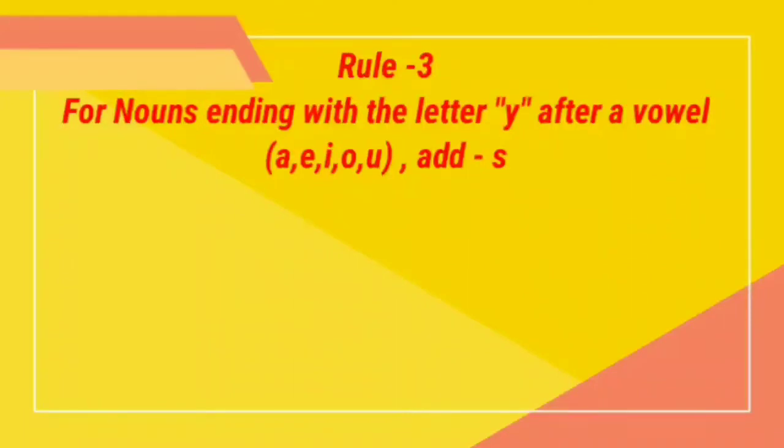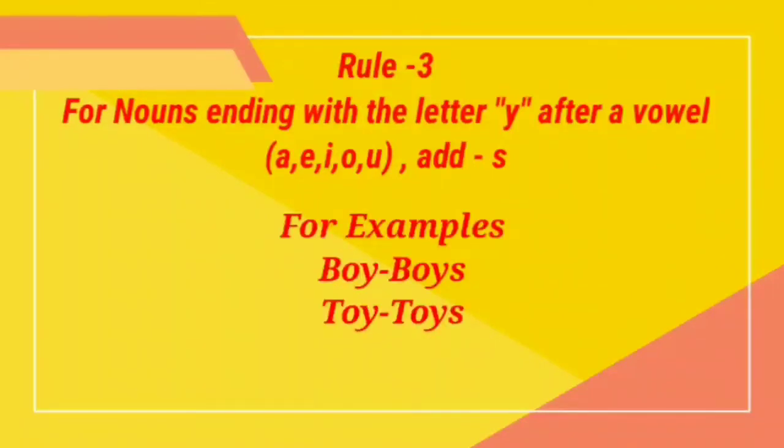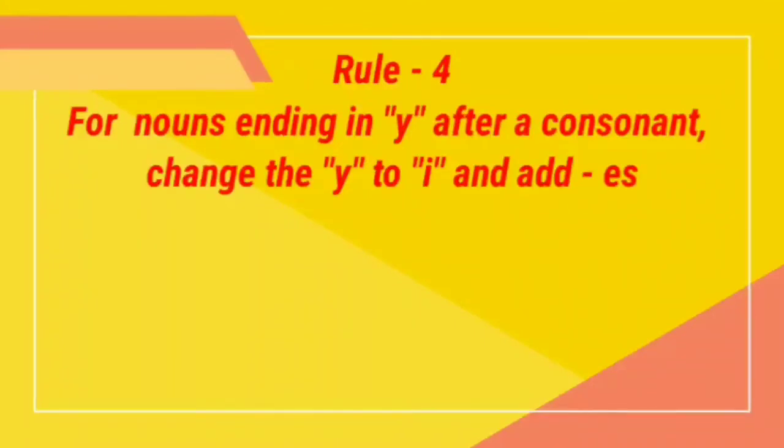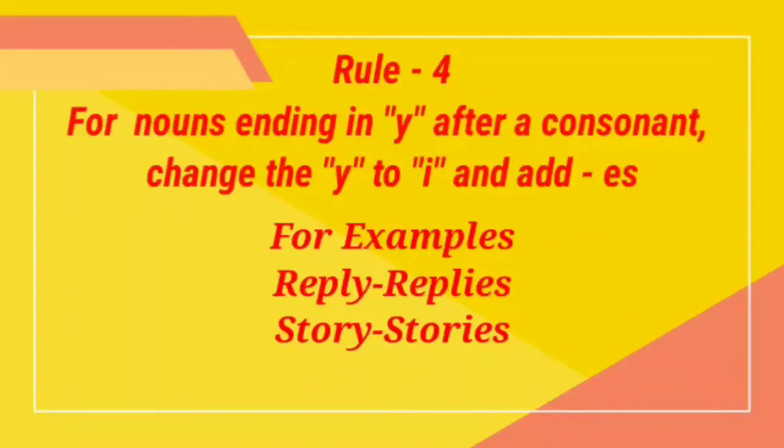Rule number 3. For nouns ending with the letter y, after a vowel a, e, i, o, u, we add s. For example, boy, boys, toy, toys. Rule number 4. For nouns ending in y, after a consonant, we change the y to i and add es. For example, reply, replies, story, stories.